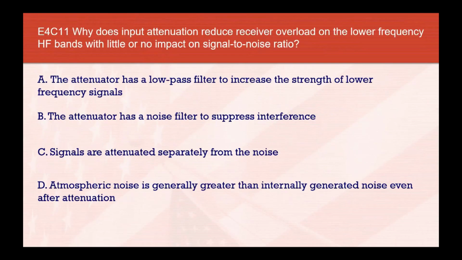Why does input attenuation reduce receiver overload on the lower frequency HF bands with little or no impact on signal to noise ratio? Because atmospheric noise is generally more than the generated noise that's out there anyway. That's the noise that you generate within your radio.